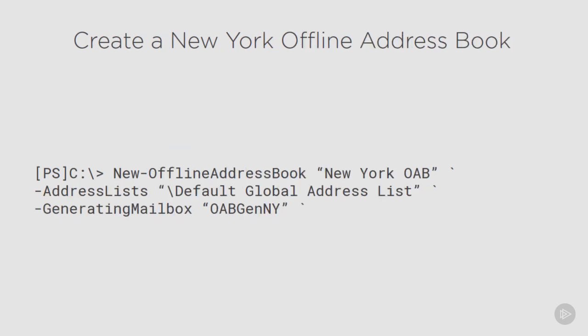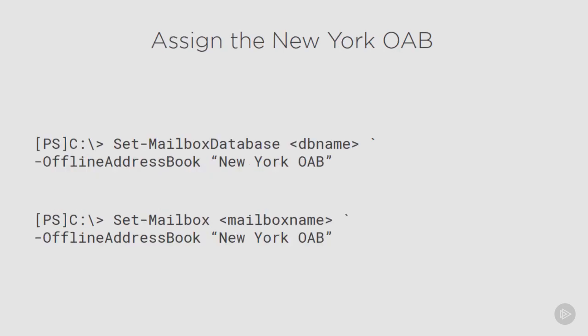Once that New York-based offline address book generation mailbox has been created, a new offline address book for New York users can be created. In this case, it's just going to include the default global address list, the same as the San Francisco-based offline address book. But in this case, the generating mailbox is the newly created OAB Gen NY mailbox located in New York. The New York users then need to be assigned to that New York offline address book.